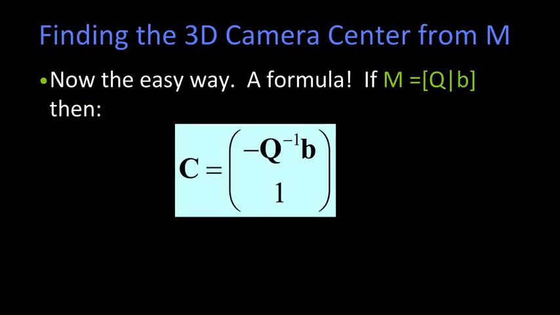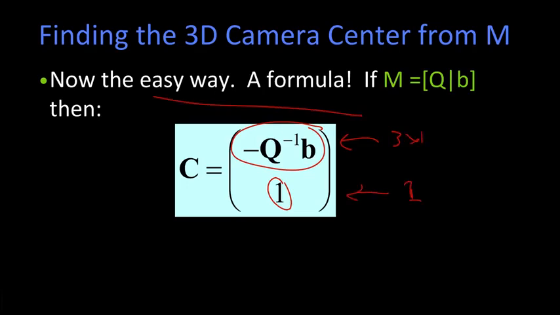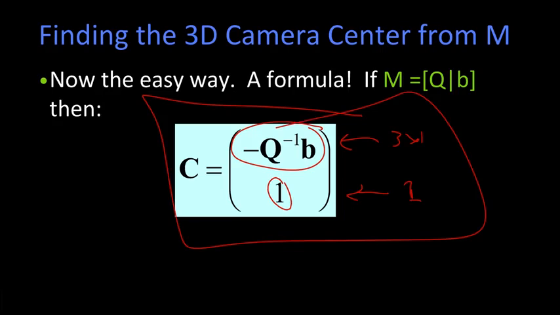But suppose you actually wanted to do something useful. What would be the easy way of doing that? Well, the easy way is I just give you the formula. So if M is equal to [Q B], as I said before, then the center is found by taking this quantity above that quantity in a vector. Remember, Q is a 3 by 3, so minus Q inverse is a 3 by 3, B is a 3 by 1, so this is a 3 by 1, and then I add the 1 there. That is the vector that is the camera center in the world coordinate frame.